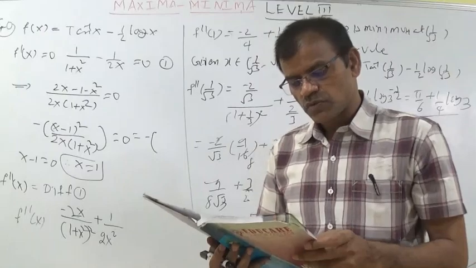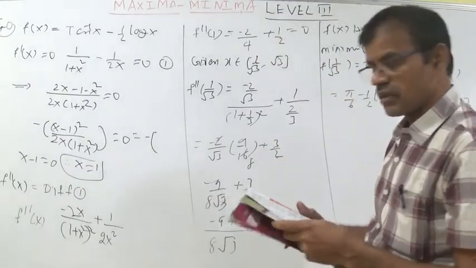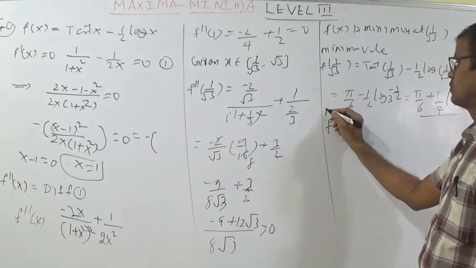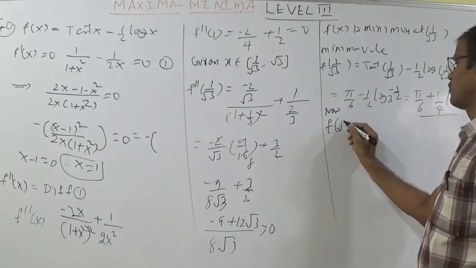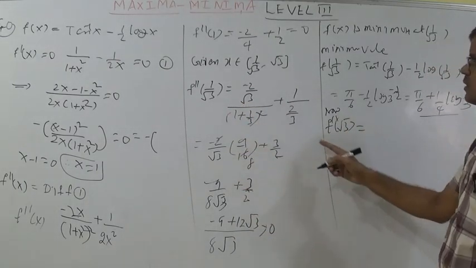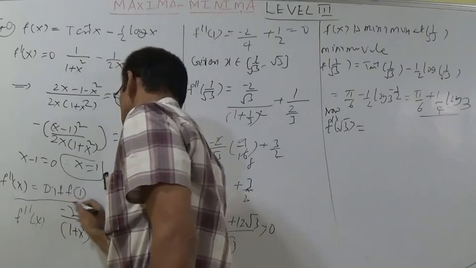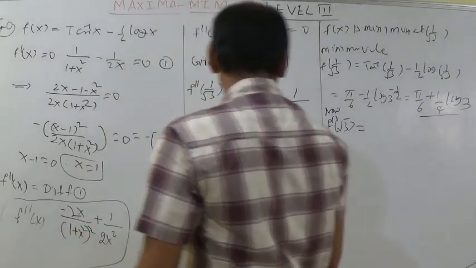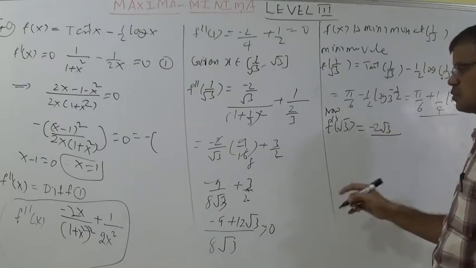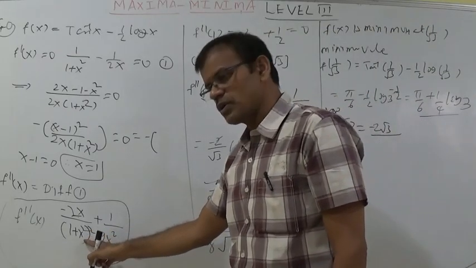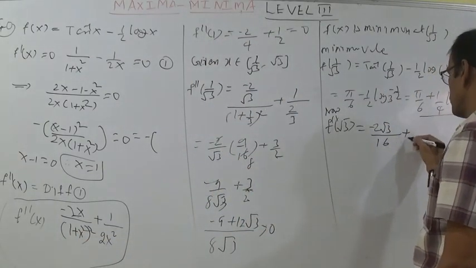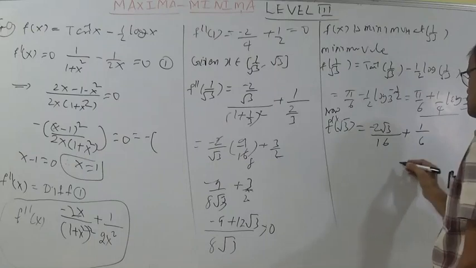That one also we can verify, to find where the mistake is. Now I am writing f double dash of root 3. Try to understand, here you can substitute. This one is f double dash x. Here I am substituting: minus 2 root 3 by 1 plus root 3 whole square means 3, 1 plus 3 means 4, 4 square 16, plus 1 by 2 root 3 whole square, 1 by 6 you can write.